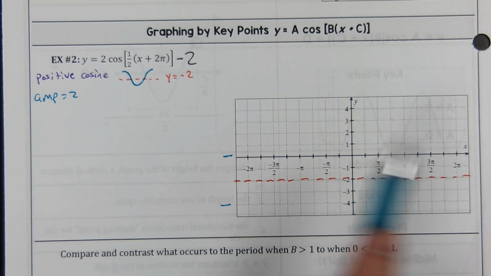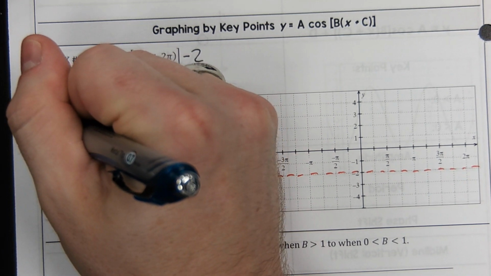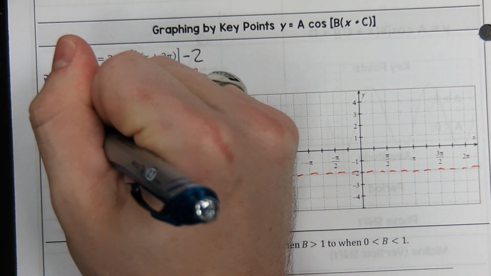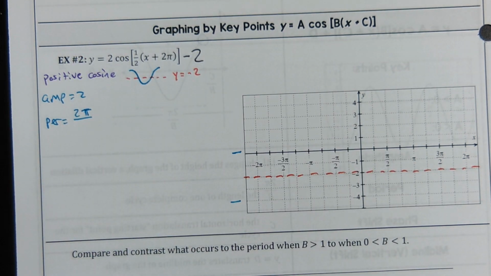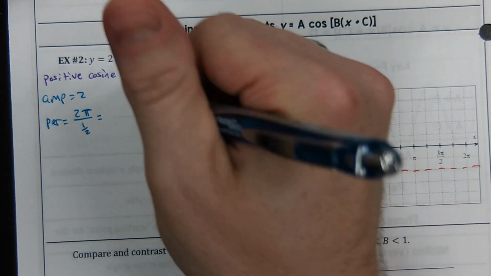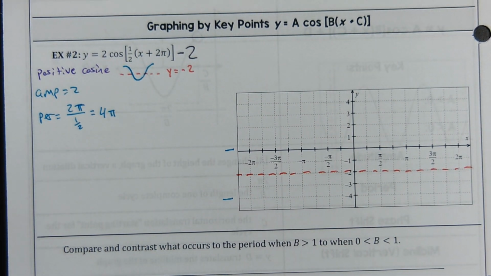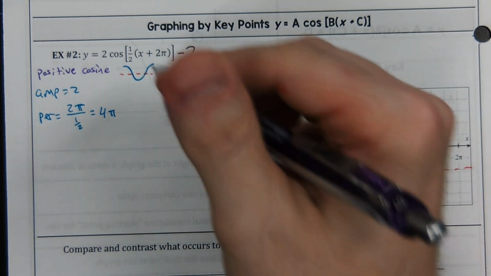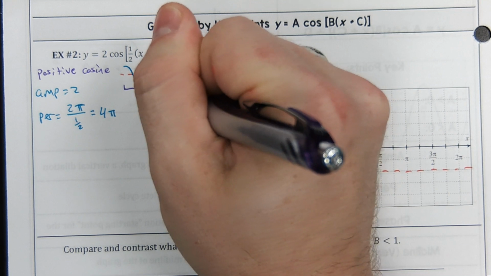Period length. Luckily, the argument is factored, so I don't have to do that myself. Period is 2 pi over our b value, and our b value is 1/2. What is 2 pi divided by 1/2? 4 pi. Goodness. That means from here to here is 4 pi.